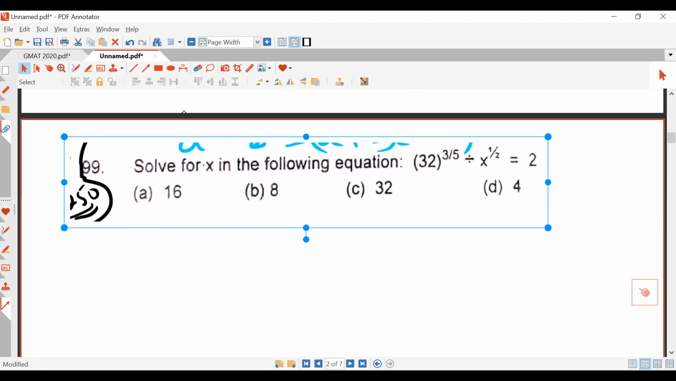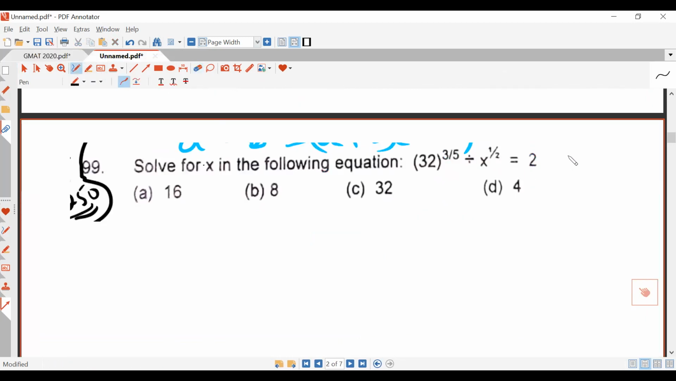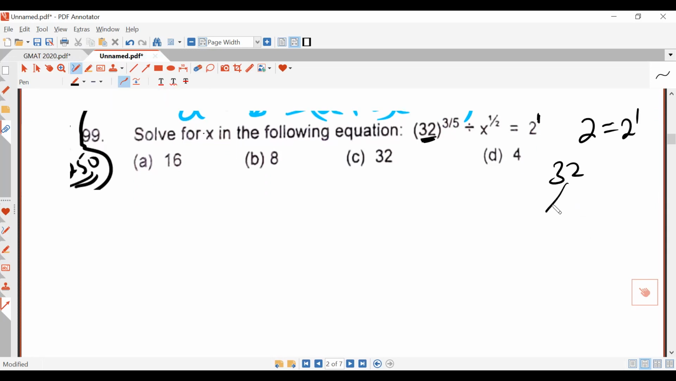One thing that you need to remember, I hope that you remember this, is that 2 is the same as 2 power 1. There's a 1 here, which means that we have to express this one here in terms of 2. So 32, if we do factorization, divide it by 2, what do we get? 16. 16 divided by 2? 8. 8 by 2? 4. We get 4, yes. Then you get 2, and then by 2, you get 1.